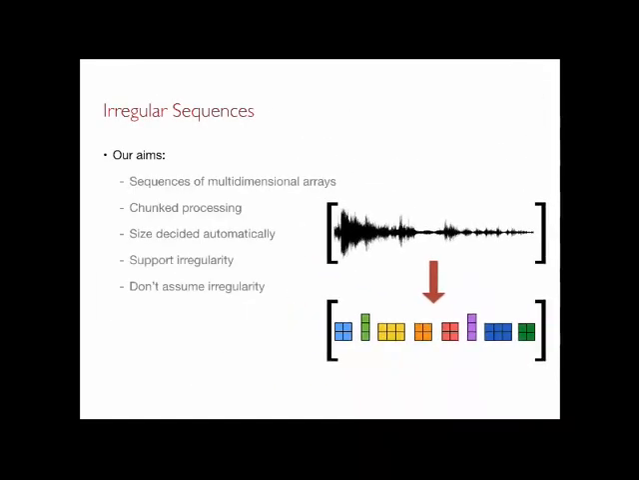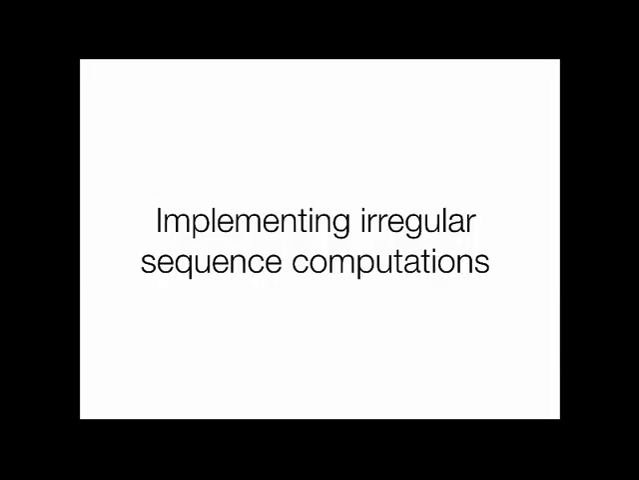More concretely, our aim in this work was to support both regular and irregular sequences, but only pay the cost of irregular sequences when they definitely are irregular. So what we want is to not necessarily assume irregularity in the same way that the nested parallel languages did. So how did we do this? Well, we had to address a few problems, and the first one we'll look at is how to actually represent the data in a sequence. Sequences by their nature are chunked up. So how do we actually represent a single chunk of that sequence for processing?